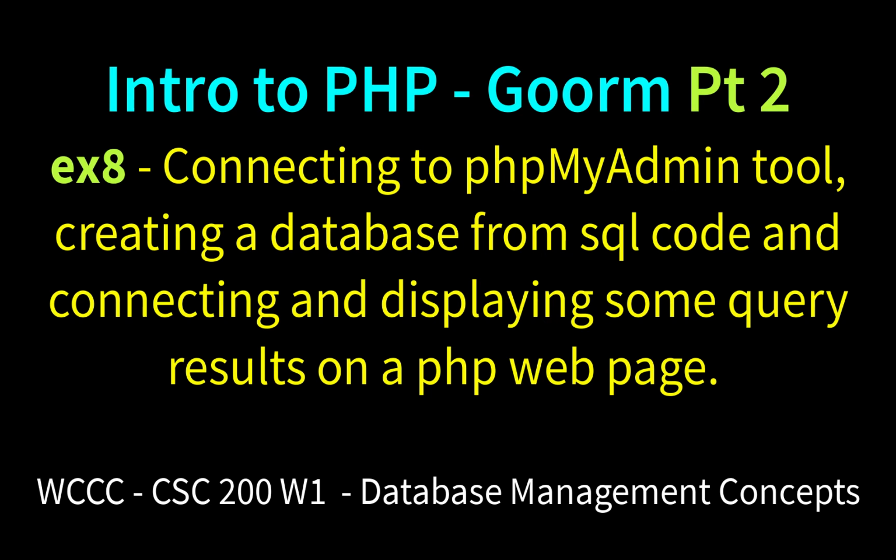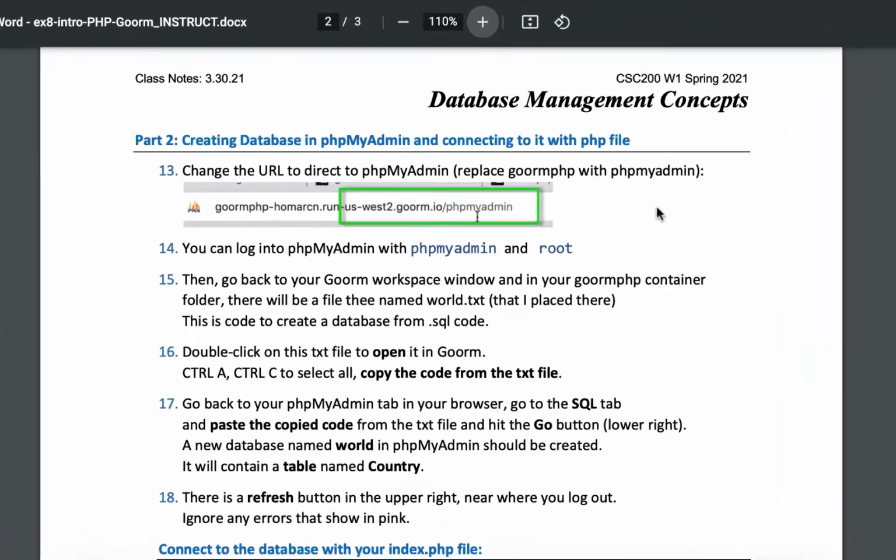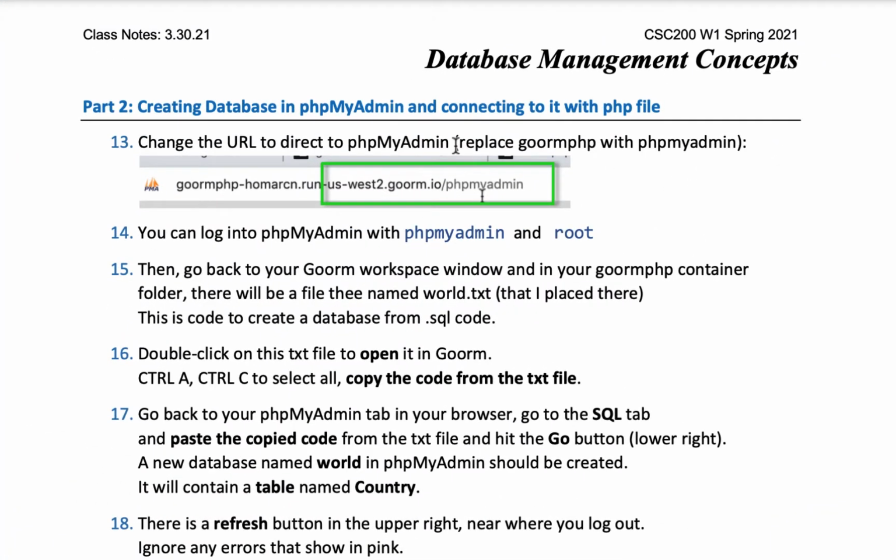This is our intro to PHP using Goorm. And what we're going to do next is start working with phpMyAdmin, which is a web-based database tool. We already connected to it, we already set it up, but now we're actually going to use it. So in part 2 here, at step 13, we have to connect to it. We already know how to do that, but let's review that.